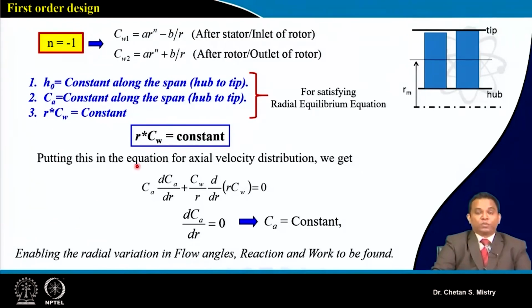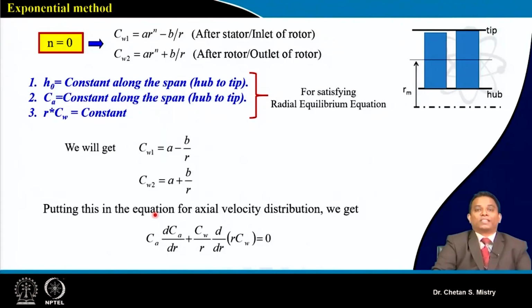So this will give you an idea, a method, to calculate how my flow angles, degree of reaction and work are varying along my radius. So we can say n equal to -1 gives us my first order design. We can say that is my free vortex kind of design. Now let me move to the next.